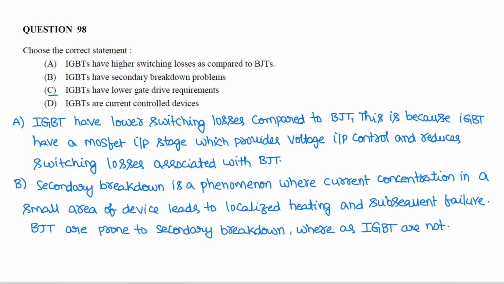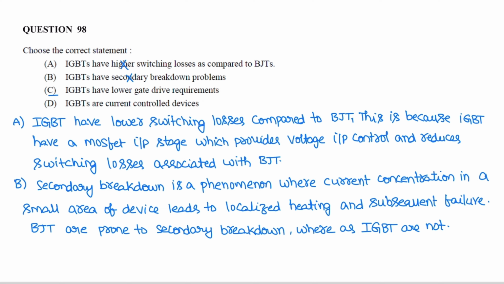Next question. Choose the correct statement. IGBT have lower gate drive requirements. IGBT have lower switching losses compared to BJT. So it is not higher, it is lower. Option A is wrong. IGBT have secondary breakdown problems. Secondary breakdown is a phenomenon where current concentration in a small area of a device leads to localized heating and subsequent failure. BJTs are prone to secondary breakdown, whereas IGBTs are not. So IGBT doesn't have secondary breakdown.